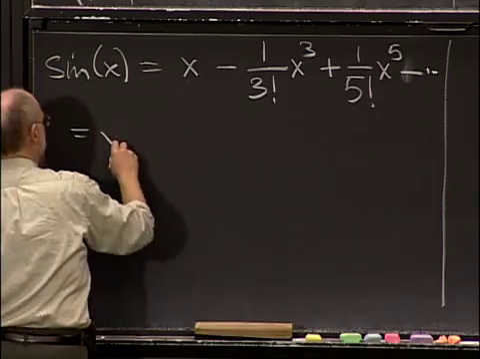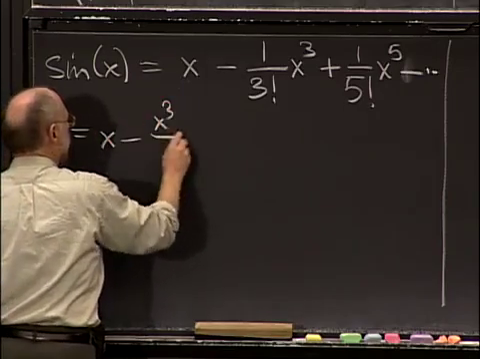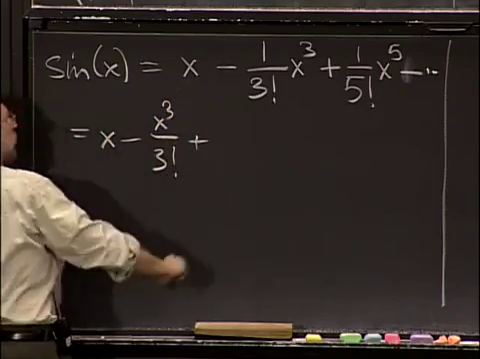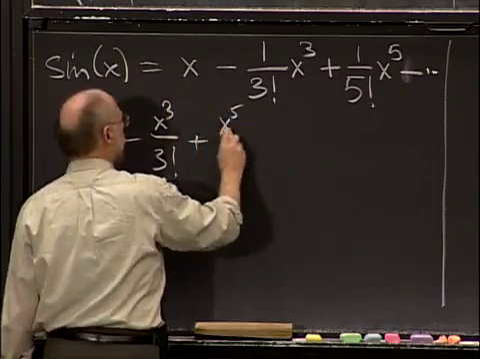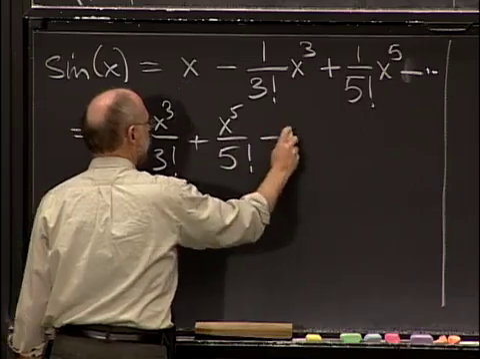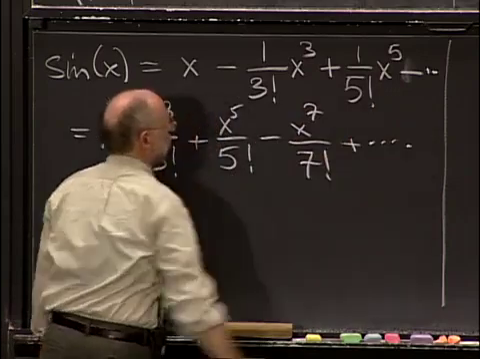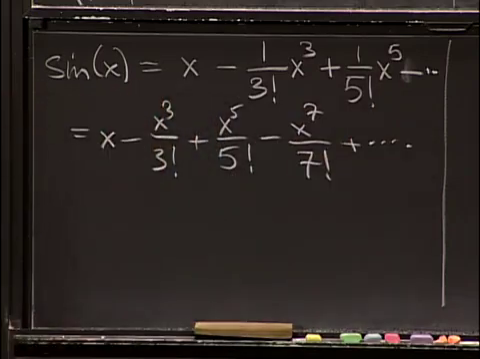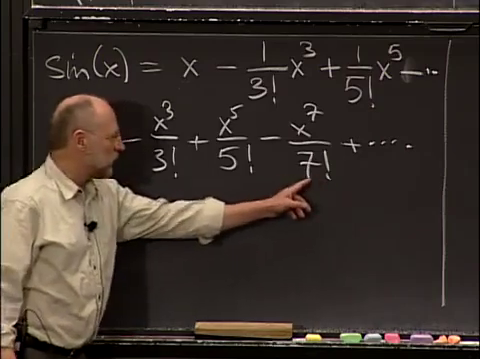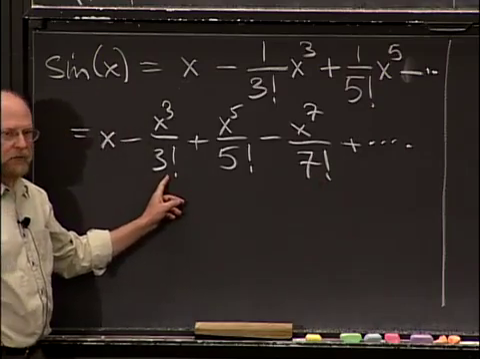Let me write this out again, just so we have x cubed over 3 factorial. So it's x minus x cubed over 3 factorial plus x to the 5th over 5 factorial. You guessed it, and so on. That's the power series expansion for the sine of x. Okay? And so the signs alternate, and these denominators get very big, don't they?